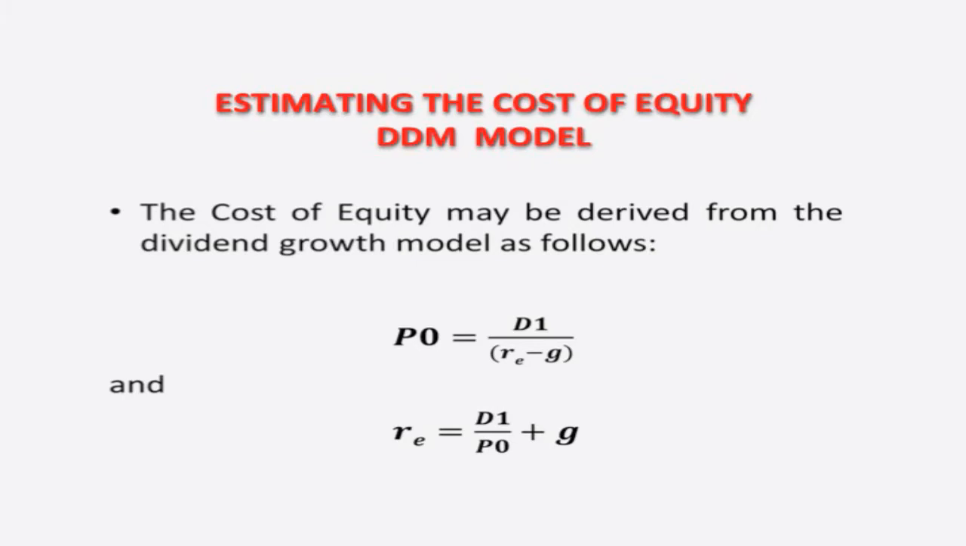One is estimating the cost of equity based on the dividend discount model, called the DDM model. The cost of equity may be derived from the dividend growth model as follows. The principle is P0 = D1 / (RE - G). Again, RE, the return on equity, we can calculate as D1 / P0 + G, where G is the growth rate of the dividends.